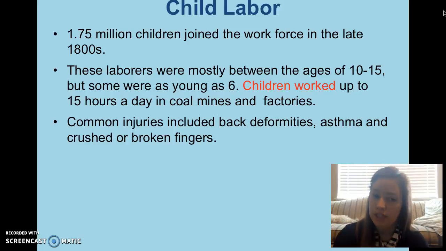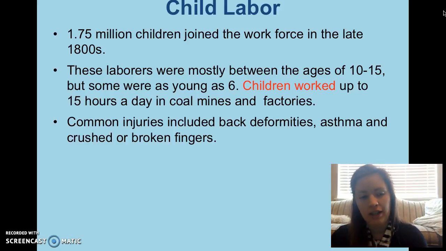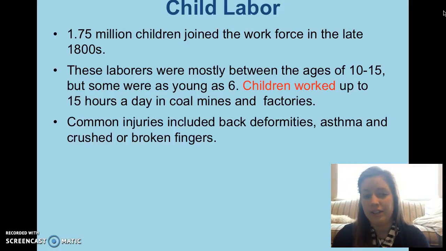Children worked up to 15 hours a day in coal mines and factories. So again, 15 hours a day, that's leaving 9 hours for everything else in the day. So they're not getting all the things they need, not all the sleep. They're growing kids, they need all that good stuff. Okay, common injuries included back deformities, asthma, and crushed or broken fingers.